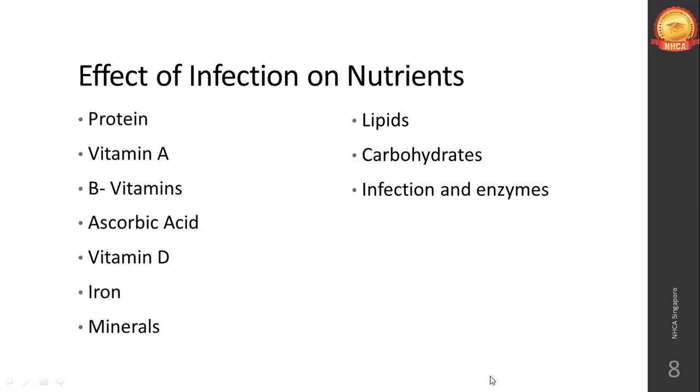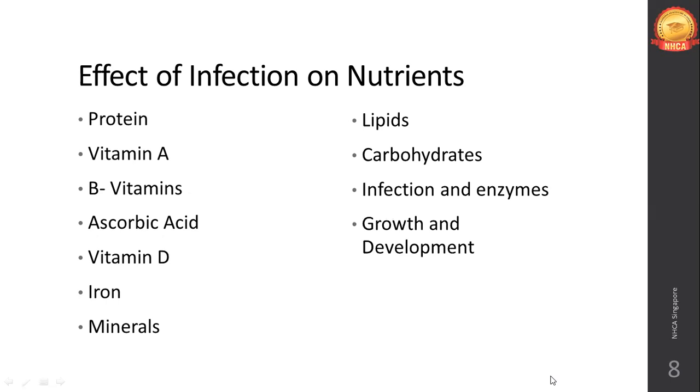Infections reduce the enzymes that are secreted in your body. Definitely the intestinal enzymes also decrease. So digestion decreases, the digestive capacity of your intestine is reduced as well. And if the digestion decreases, the absorption will also be reduced.